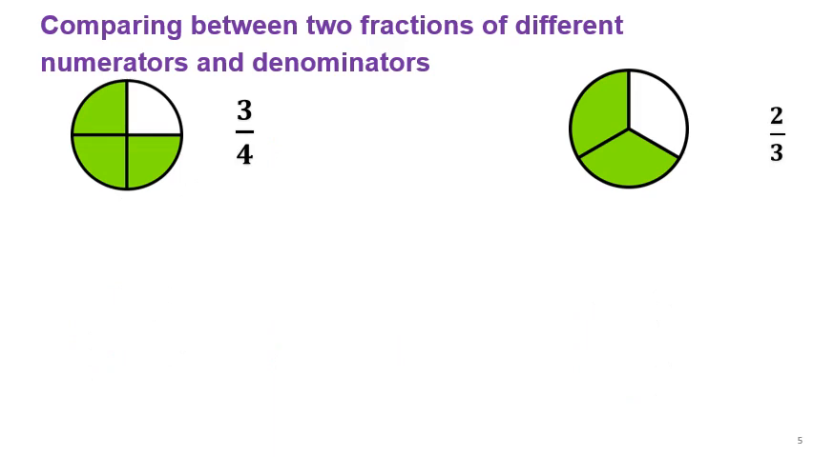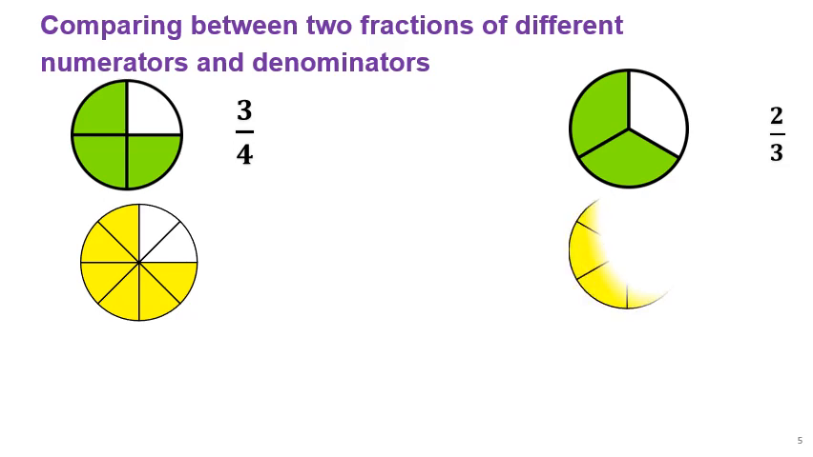Here it asks you to compare two fractions of different numerator and different denominator. I have here 3 out of 4 and 2 out of 3. These two fractions are not similar, so I'm going to make the same denominator. How can I do it? I will take each fraction and divide each part into equal parts, this way. And the other one I will do the same.